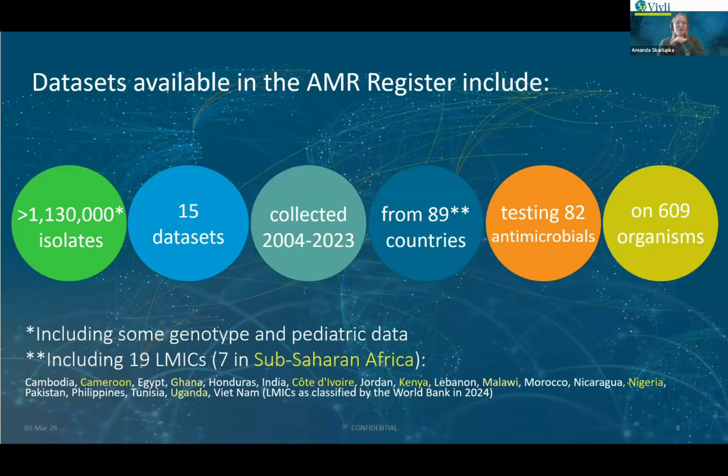The data sets that are available on the register contain over 1.13 million different isolates. There's 15 data sets, with the information being collected between 2004 and 2023. We have data from 89 different countries, 19 of which are LMICs and 7 in sub-Saharan Africa. And we have testing information on 82 different antimicrobials and 609 different organisms.